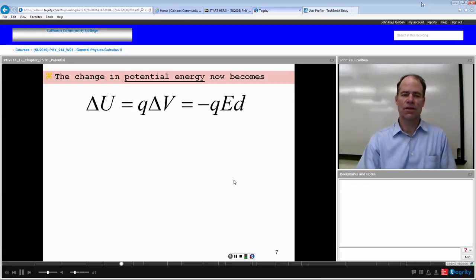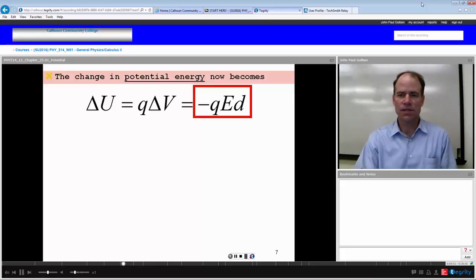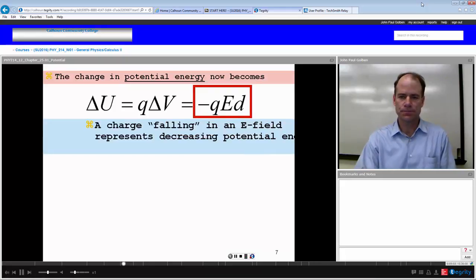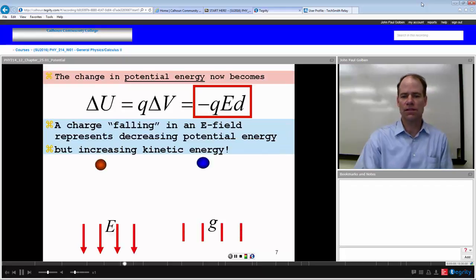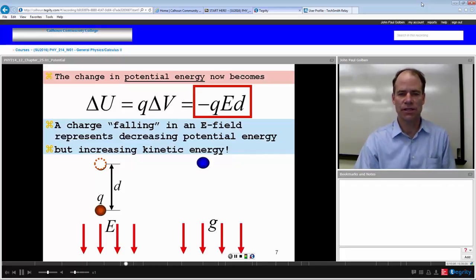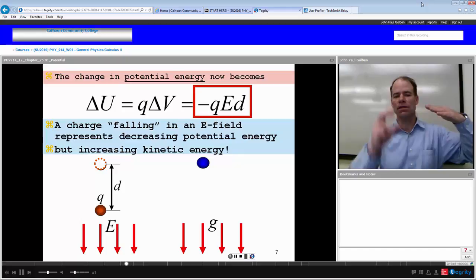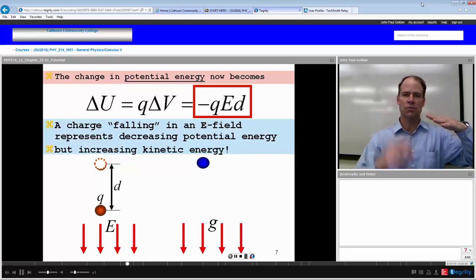With this definition, for a constant E field case, the change in potential energy will be equal to the charge times the change in potential, which would be a negative QED. And again, we can think of this just like we have in mechanics of a changing potential energy. Changing potential energy falling in an electric field means our final potential energy would be less than our initial potential energy. Hence, we'd have a negative QED.